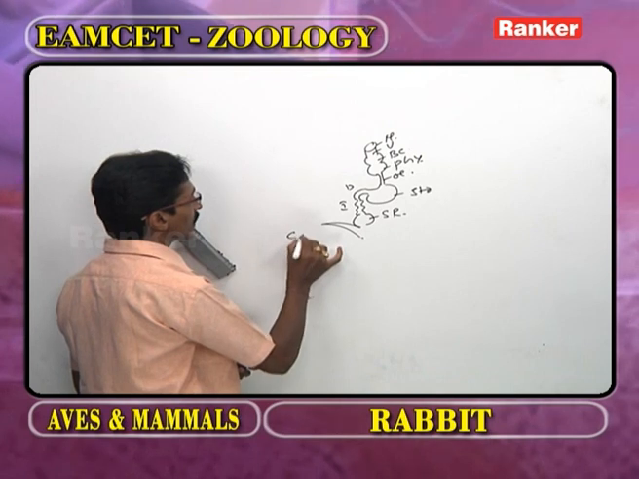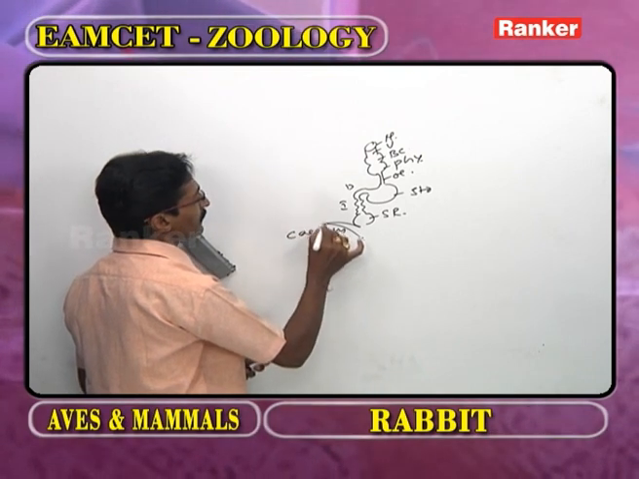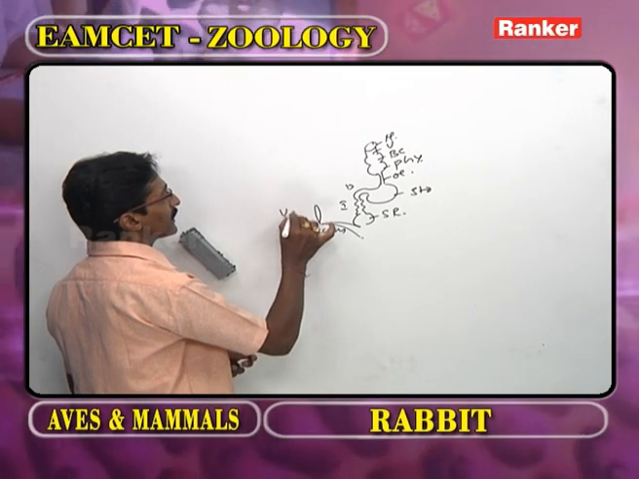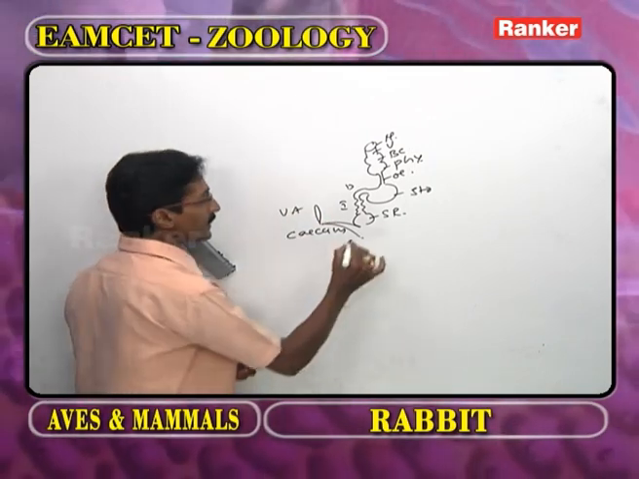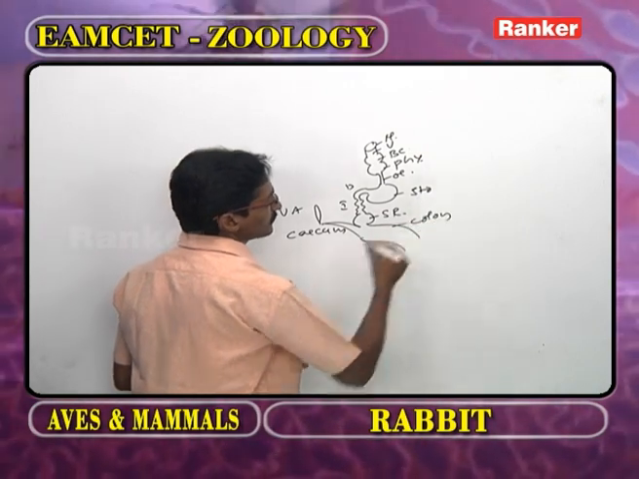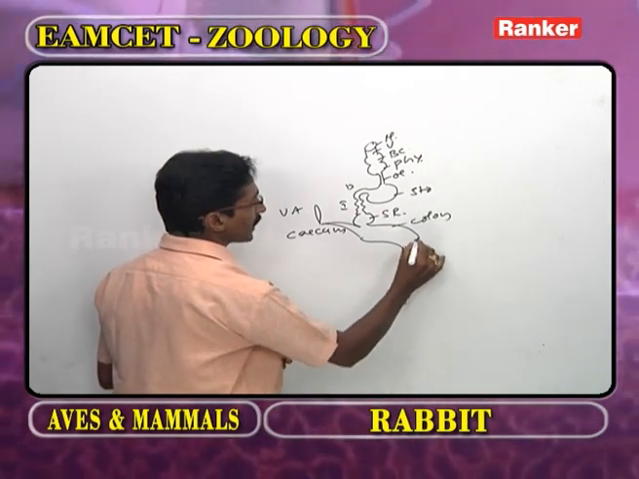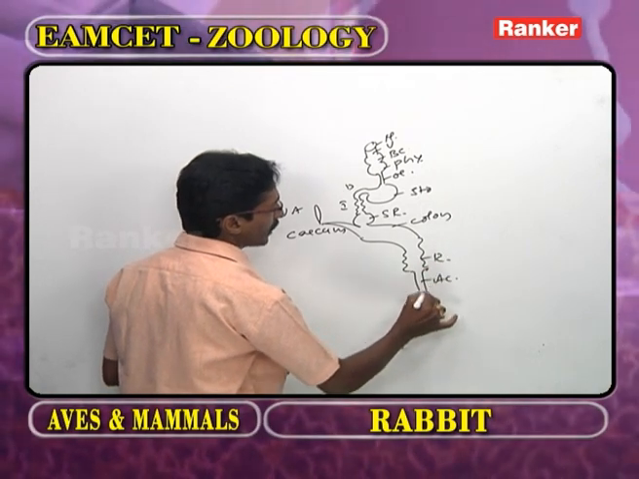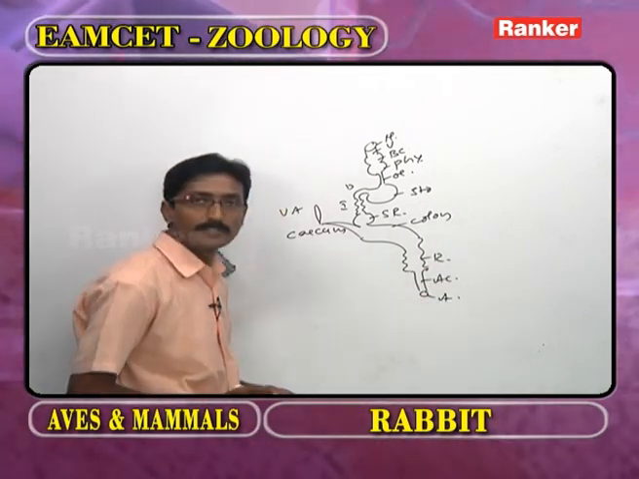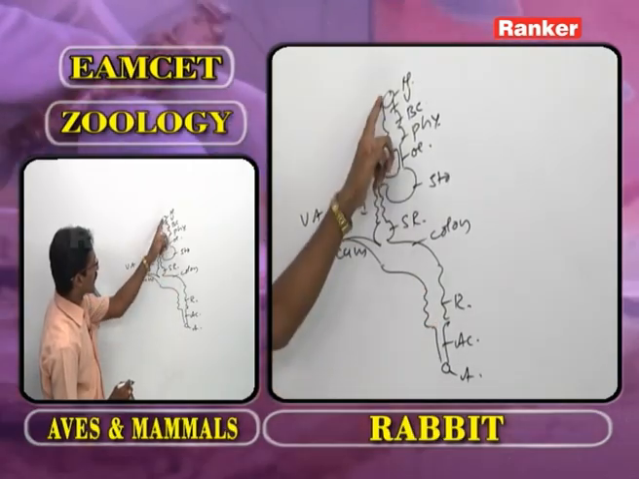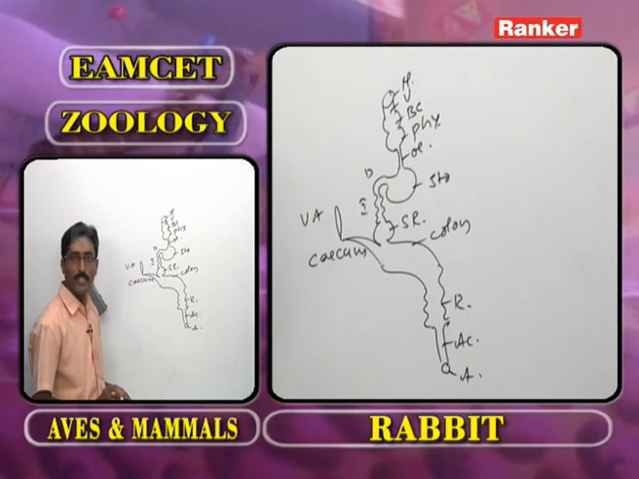And this part we call the cecum. At the tip of the cecum, what is present? Vermiform appendix. And this one we call the colon. And this part we call the rectum. And this is the anal canal, and this is the anus. Now this is one rearrangement question, from anterior to posterior.